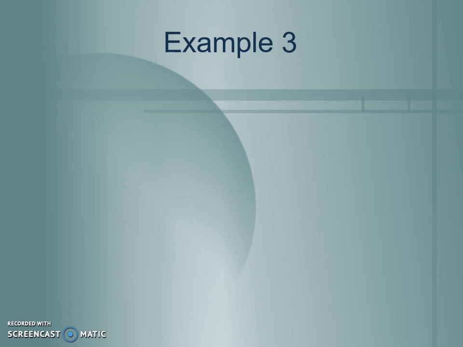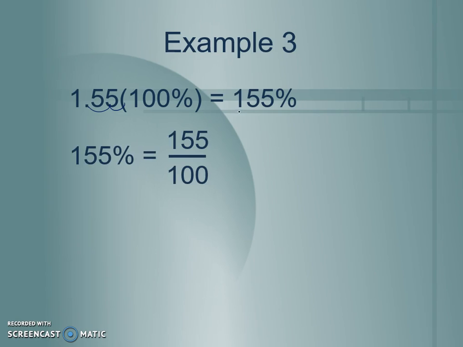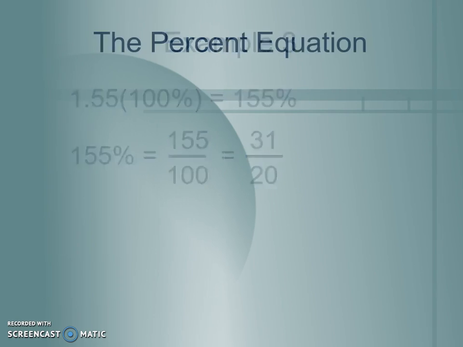Example 3, write 1.55 as a percent and as a fraction. So we'll just take 1.55 times 100%, or we're moving our decimal over twice, so that's 155%. And then we're taking this 155 and writing it as a ratio to 100, so 155 over 100, which is, they are both divisible by 5. We get 31 over 20. And remember, improper fractions are completely acceptable, so we'll just leave it at that.